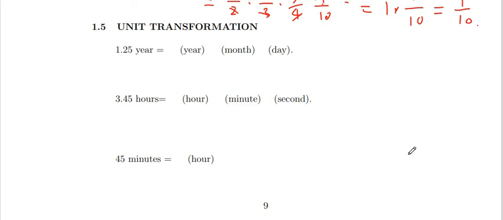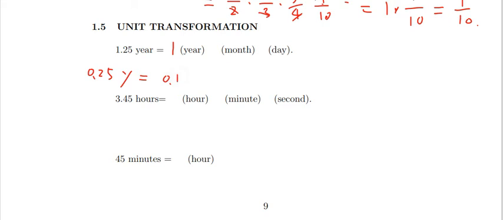Okay, so we already mentioned those kinds of problems, like measuring time, from hours to minutes or to seconds, or from years to months. So like 1.25 years equals 1 year plus 0.25 year. We need to change the 0.25 year to months and days. First, to change to months, we just multiply by 12.